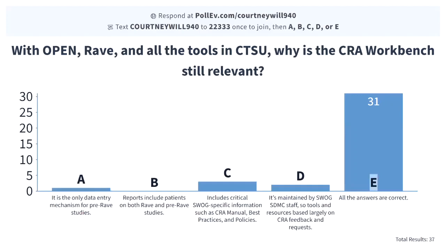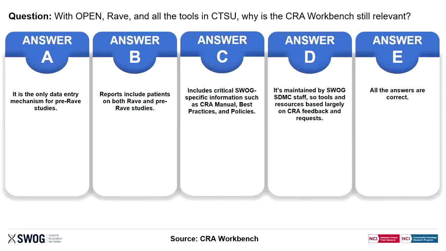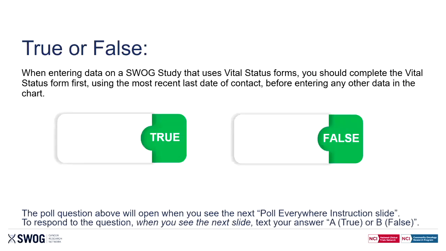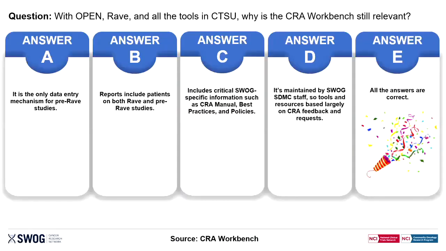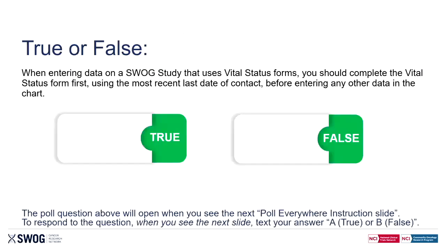Look at it go. Spoiler alert, Angela is applauding you. All of those answers are correct. Yay. Oh, we're not even talking about it. Apparently that's just so much information right there. All of those answers are correct. The CRA workbench is still relevant and it's kind of been told to you in multiple meetings this time. And it looks good, by the way, Angela. Thanks for getting rid of the orange.